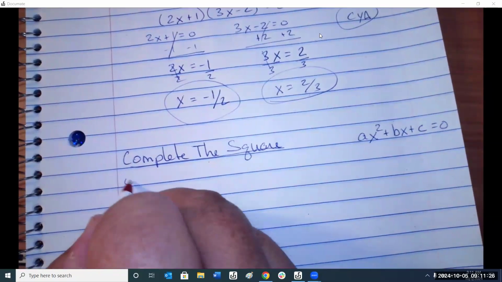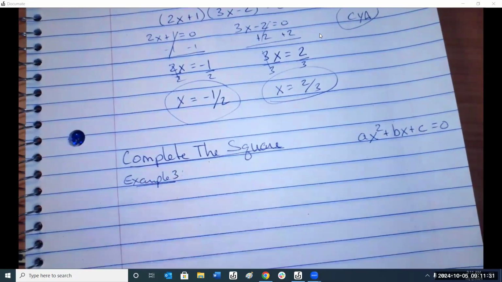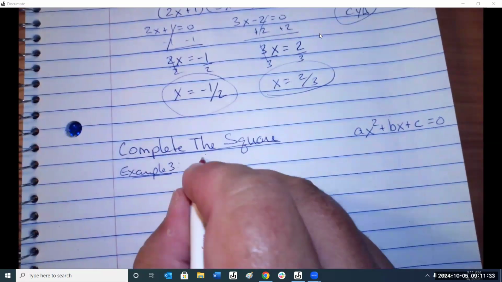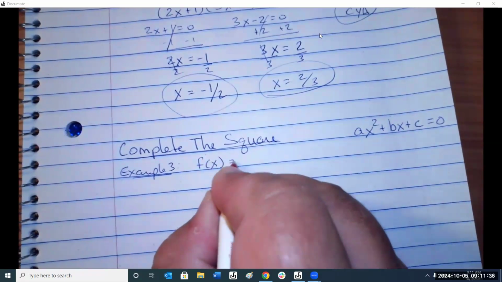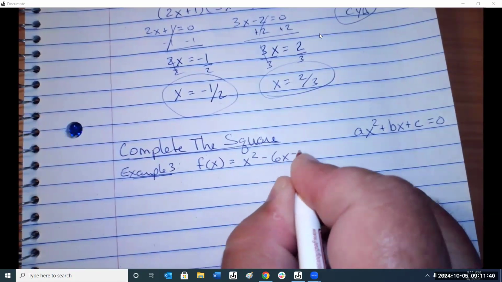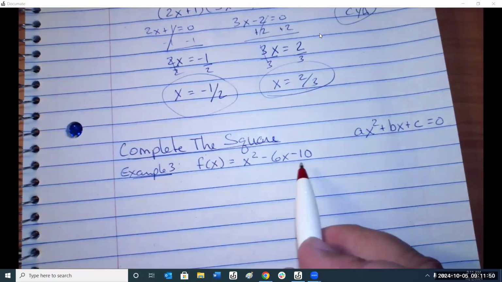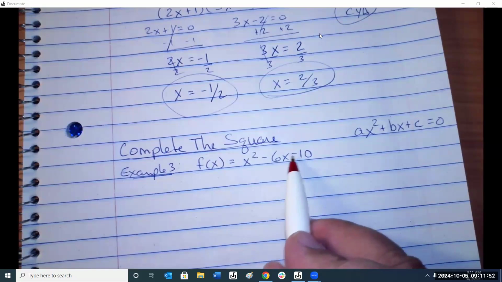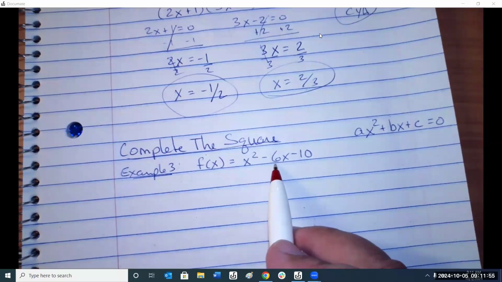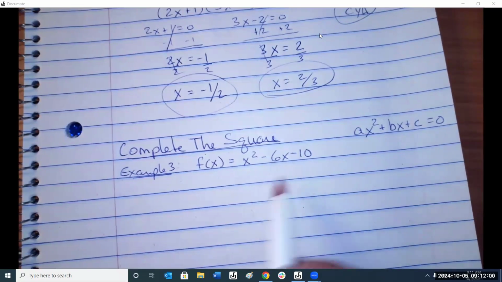Let's look at example 3 for this one. So we have f of x equals x squared minus 6x minus 10. We know we can't factor this one out. We know because, okay, what times what is 10? When you subtract them, you get 6. It's either 10 times 1 or 2 times 5, and neither of them subtract to give you 6. So we can't factor this one.